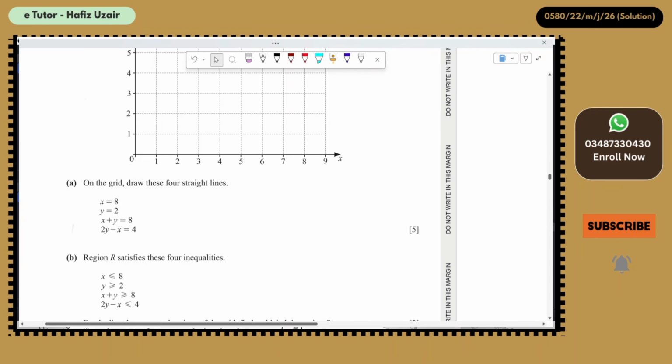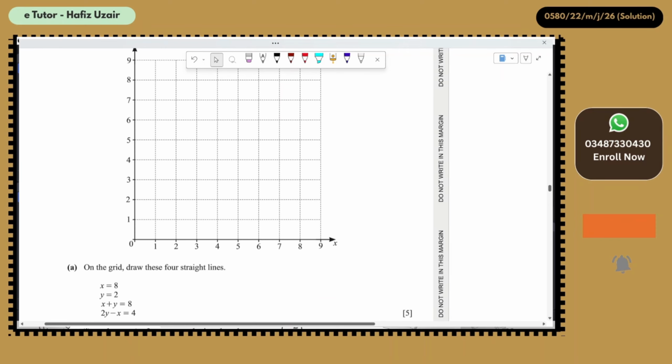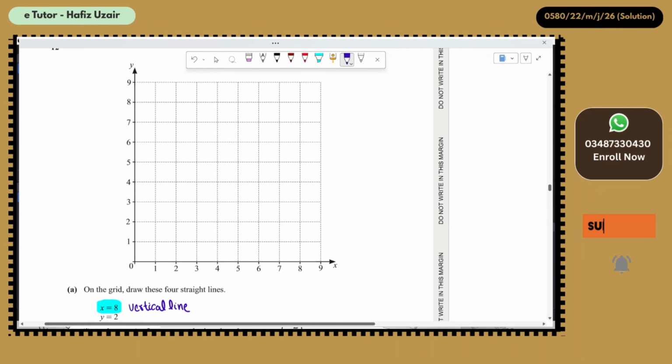All right, so let me zoom out my screen a bit so that you can understand better. Here you need to draw these lines on the grid. So x is equal to 8. x equal to 8 is a vertical line that is passing through 8. So this line will be over here. This line is x is equal to 8.